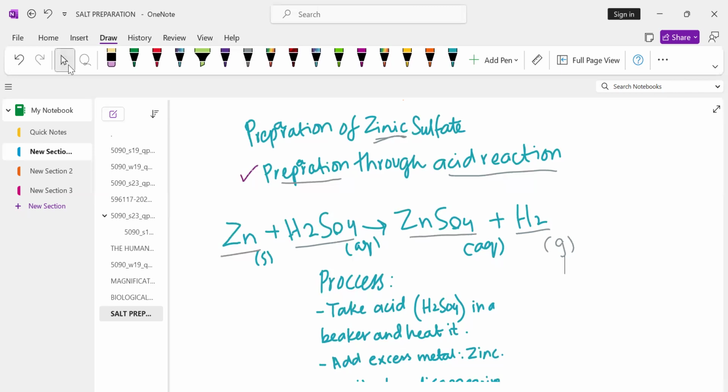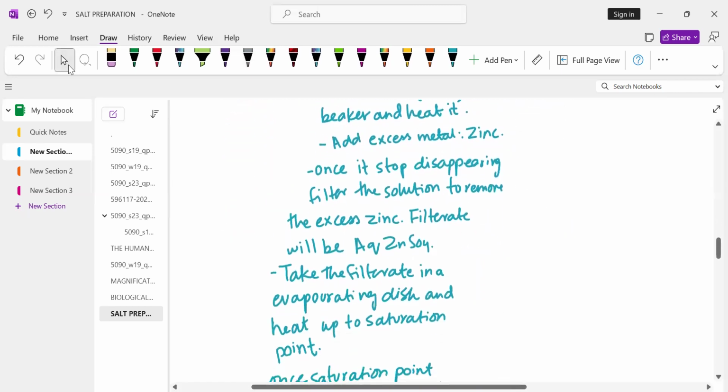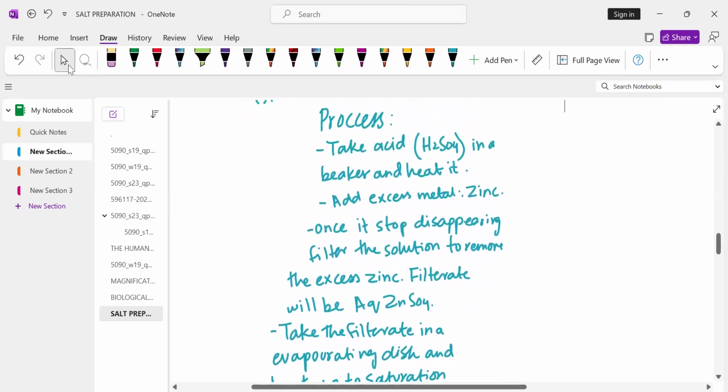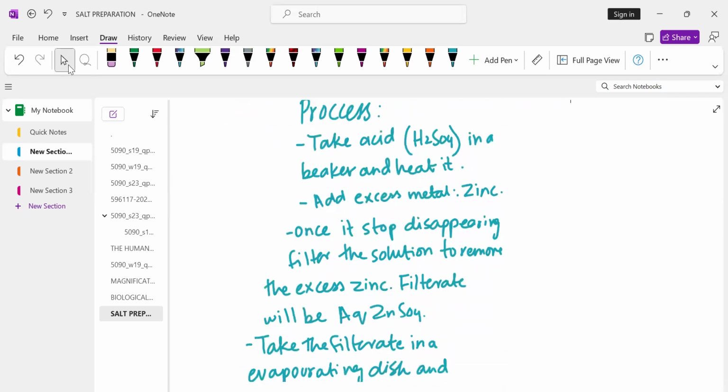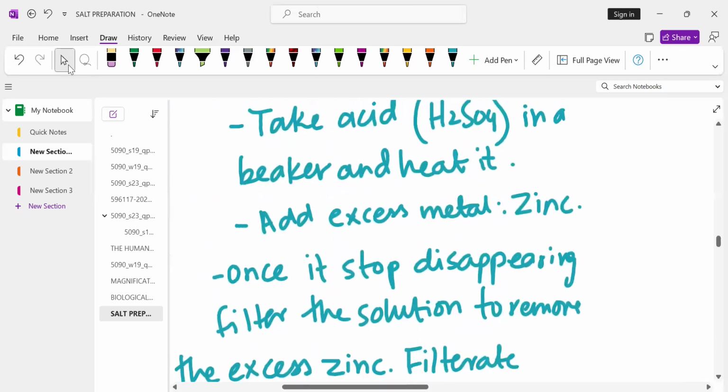Now, what is the procedure? Firstly, you need to take acid, which is H2SO4 or sulfuric acid, in a beaker and heat it, and add excess metal, which is zinc. Now, remember one thing, that you need to add metal in excess. Why should you add metal in excess? Metal is in excess so that all the acid is used.